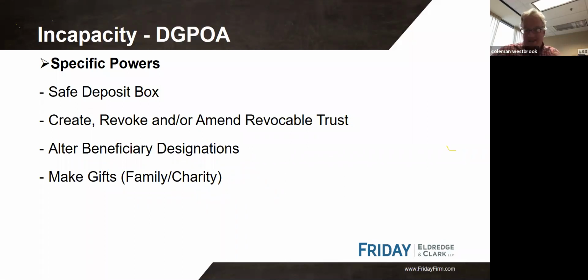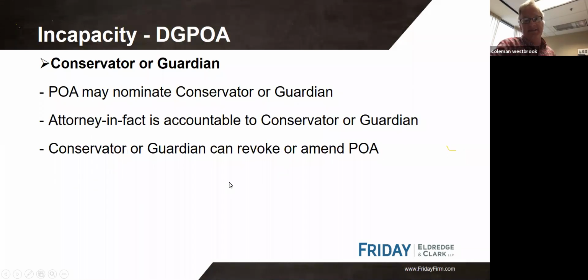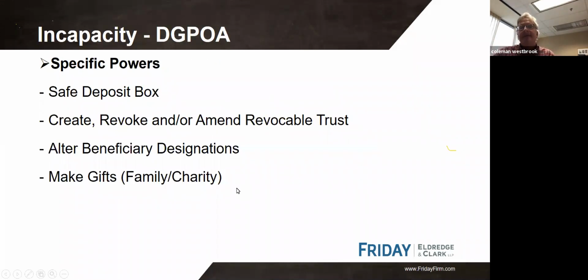Because these things will be working simultaneously. So oftentimes if you have a revocable trust, you probably want to give your power of attorney certain powers, especially to create one. Once you become incapacitated, moving things to a trust is going to be easier to manage than things being in your individual name.